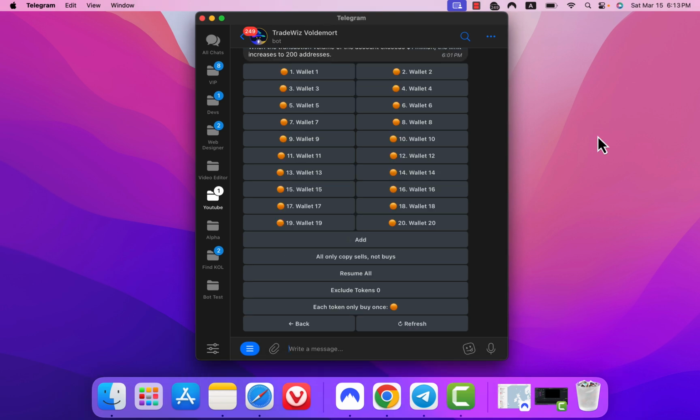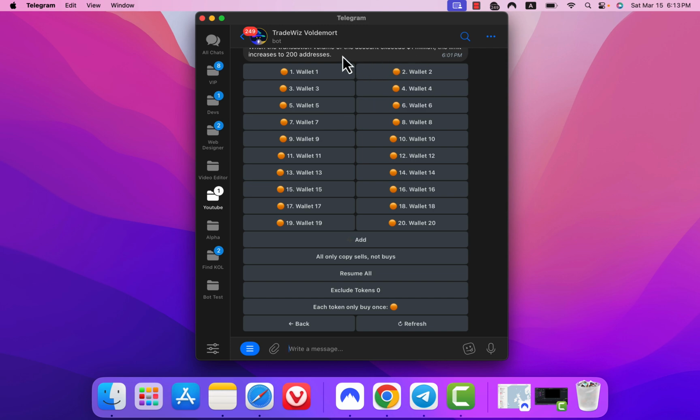Okay guys, 48 hours passed, and during these 2 days I copy traded 20 wallets. This is the maximum number of wallets you can copy trade using TradeWizBot. All these wallets were among the top wallets in the Ultra channel. All of them had above 60 or 70% win rate, high PNL, and a minimum of 3 trades. Let's actually take a look.